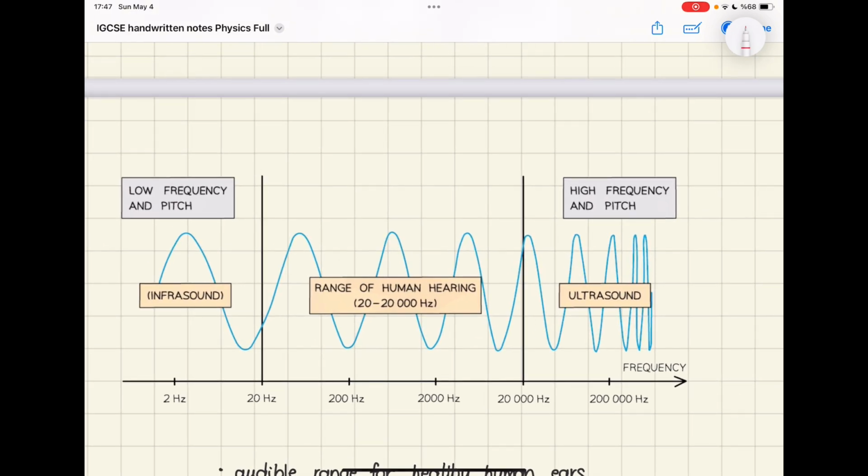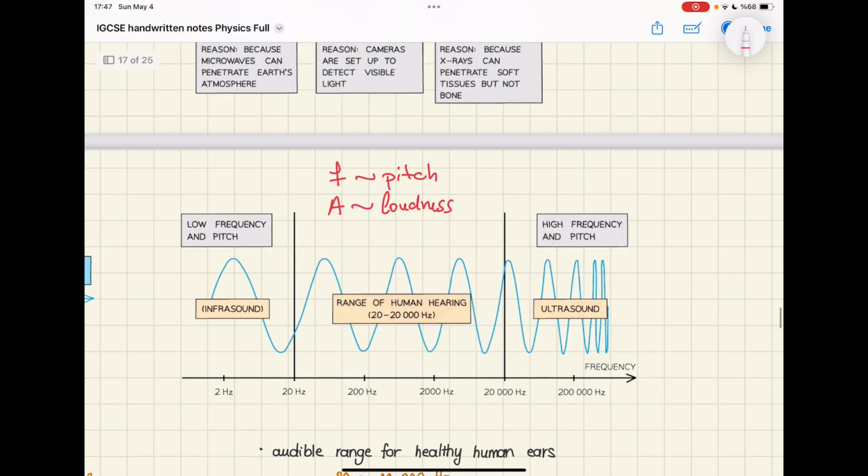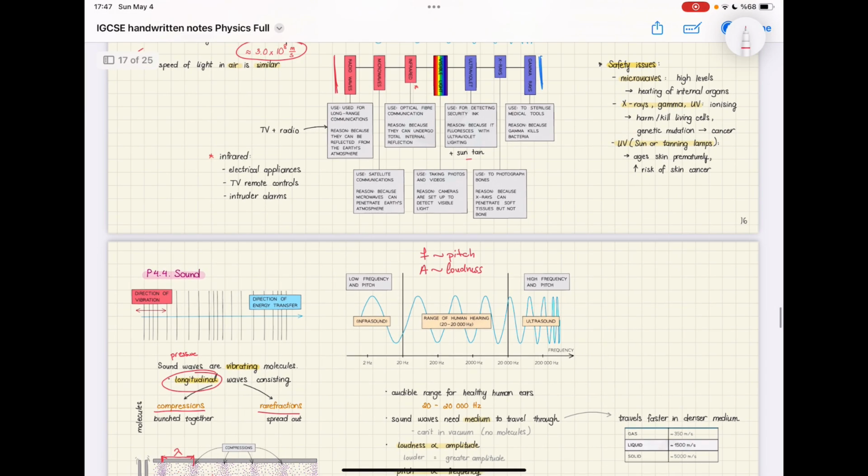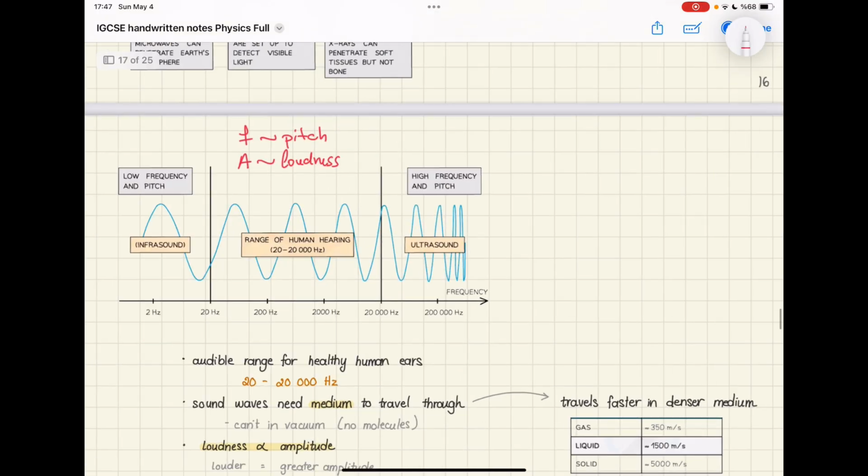Frequency is describing pitch. So a high frequency will mean a higher pitch sound, whereas amplitude is loudness. So the louder the sound, the higher the amplitude. Let me give an example here because I do not see it here.